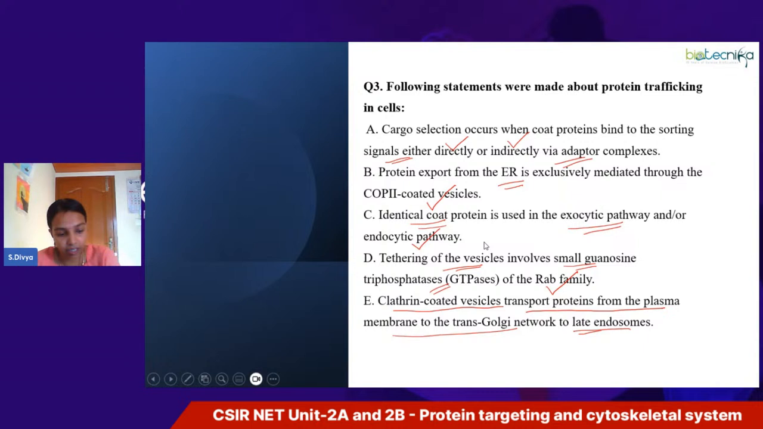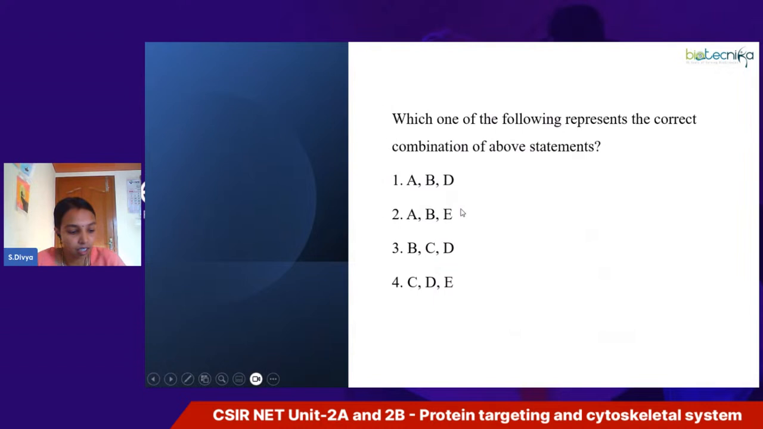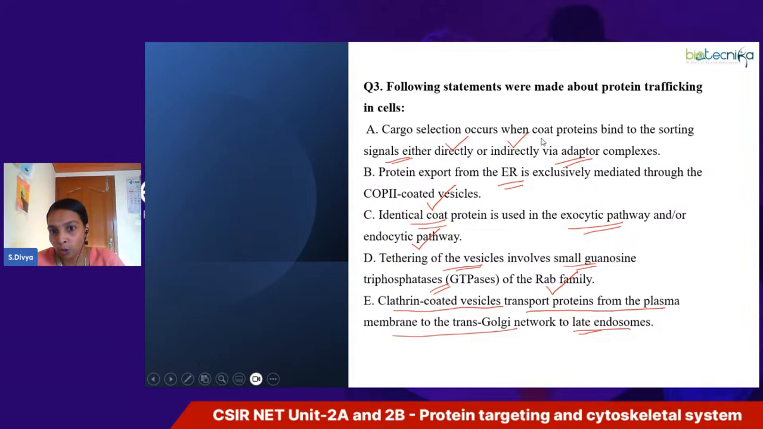Well, without making you further confused, let me give you the answer. See, the correct answer over here is statements A, B and D. Now let's check how these statements are correct. First statement: cargo selection occurs when coat proteins bind to the sorting signals either directly or indirectly via adapter complexes. Is this statement not correct?